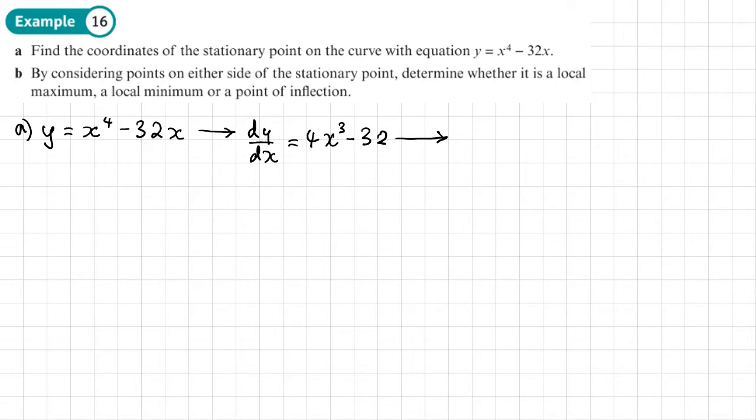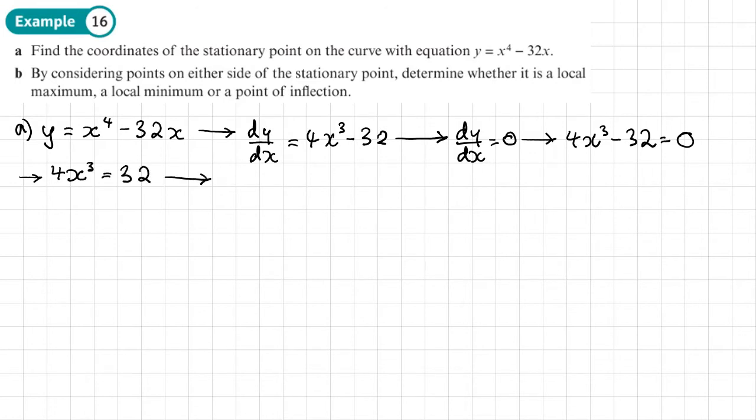The stationary points will occur when dy/dx equals 0. So that will be when 4x cubed minus 32 equals 0. From that we will get 4x cubed equals 32. We'll divide both sides by 4, so we'll get x cubed equals 8. And cube rooting both sides will give us x equals 2.